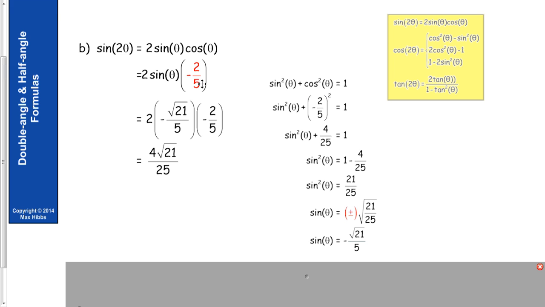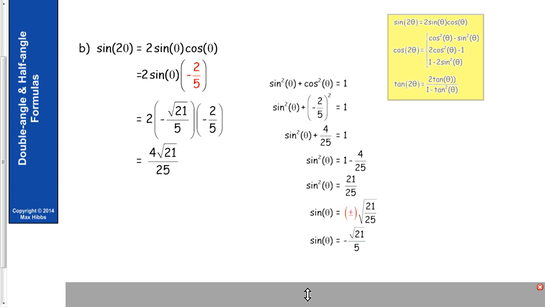So I come back up here to where I was working. I'd already replaced cosine of theta, and now I have a replacement for sine of theta, knowing it's negative square root of 21 over 5. And so it's just a matter of multiplying all these together. And of course, negative times negative is positive times another positive. And so I have a 2 times a 2, that's where this 4 comes from, and a square root of 21 in the numerator. And denominators are just 5 times 5. So this is the result that we get.